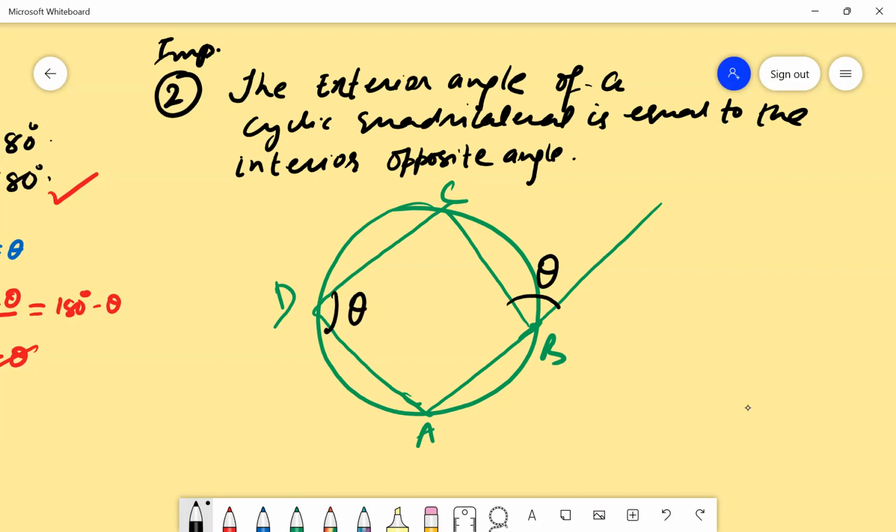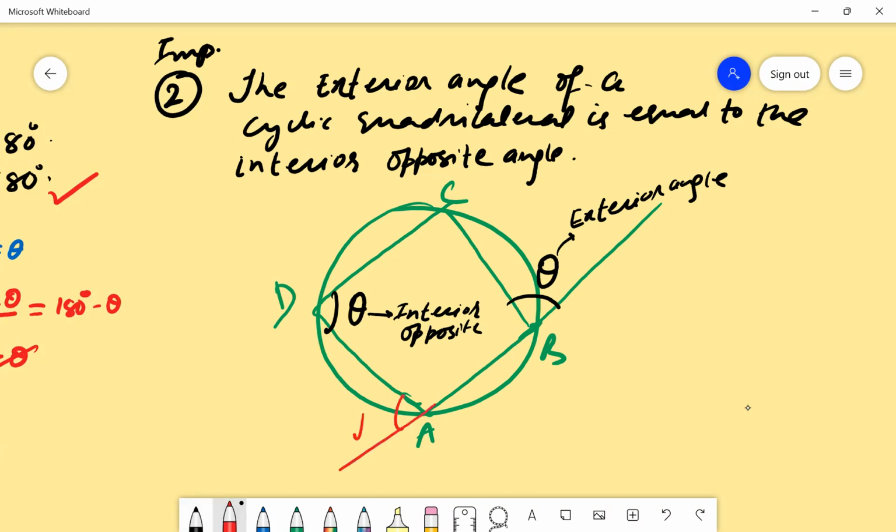The exterior angle of a cyclic quadrilateral, this angle is exterior, is equal to the interior opposite angle. For this theta, this is the interior opposite angle. So had we extended angle A, then the interior opposite angle would have been angle C. Let me show you. This is the interior opposite.